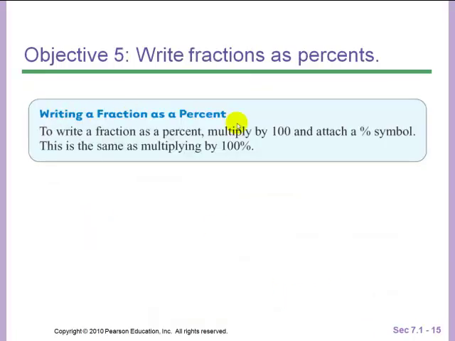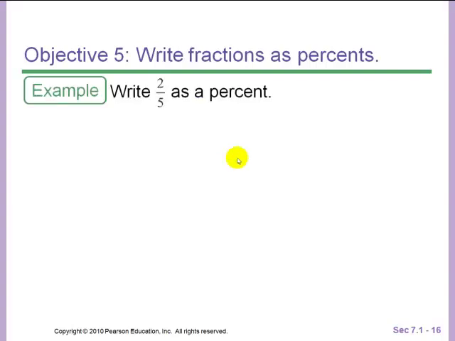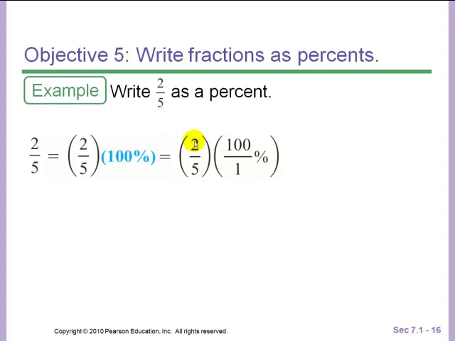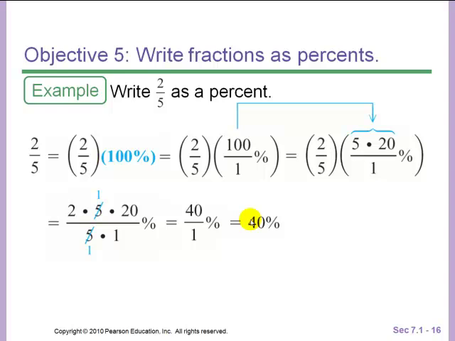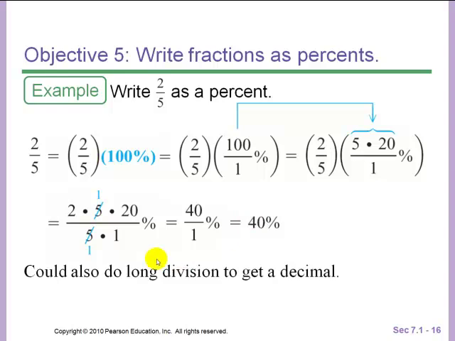To write a fraction as a percent, you multiply by 100 and attach the percent symbol. So 2/5 as a percent. Multiply by 100%. 100 is 100 over 1. We can break 100 down as 5 times 20. The reason we do that is because then the 5s will cancel out neatly, and we get 40 over 1, which is just 40%. You also could have simply done the long division. Do 2/5. When you do this long division, you get 0.4, and then move the decimal 2 places.